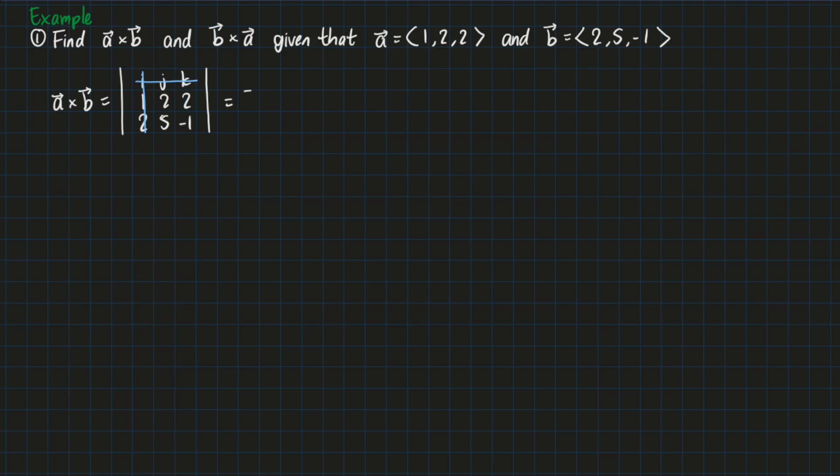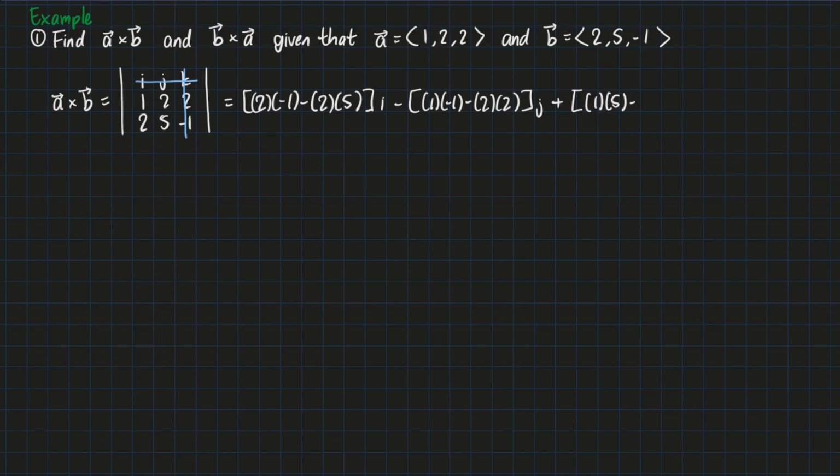So we'll start with i. This is 2 times negative 1 minus 2 times 5. And then we alternate the sign for j. Cross this column out. We have 1 times negative 1 minus 2 times 2. Then we alternate the sign to plus again for k. Crossing this column out, we have 1 times 5 minus 2 times 2. So we can say that A cross B equals, in component form, negative 12, 5, 1.